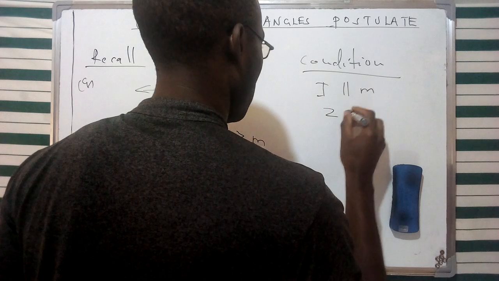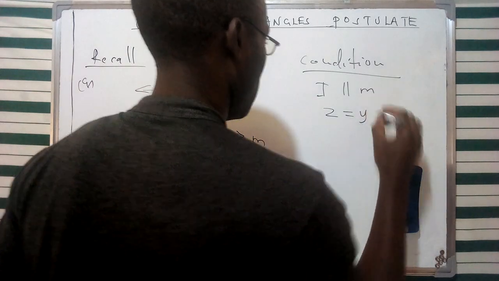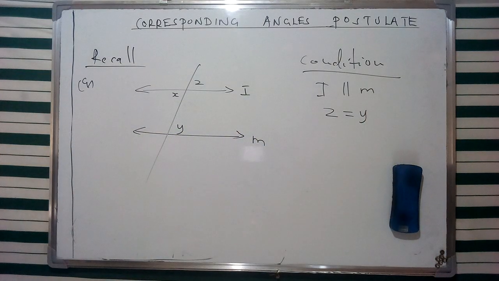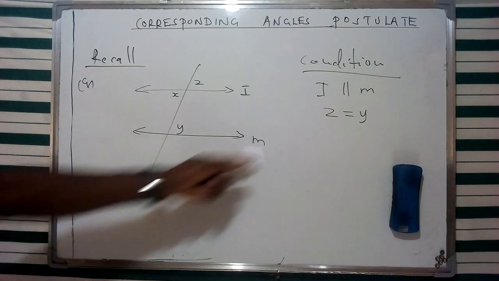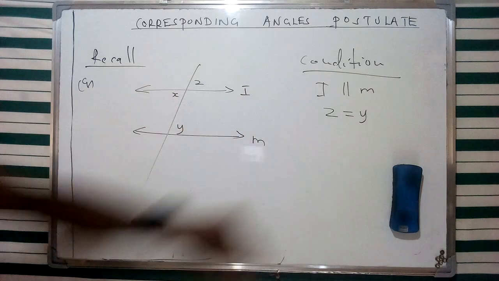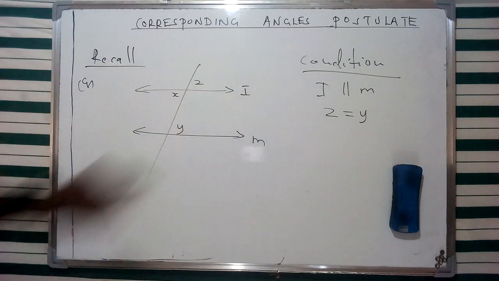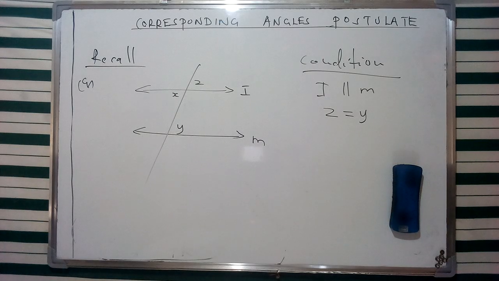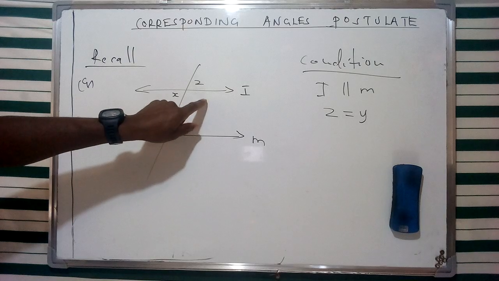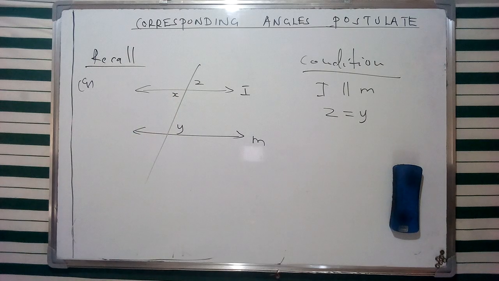Therefore, we can give an algebraic interpretation of this: Z is equivalent to Y. And if we look at the corresponding angle postulate, it's going to give us angles Z and Y being equal, as I've already illustrated from my previous example. So what is the relationship that is going to exist between Z and X?